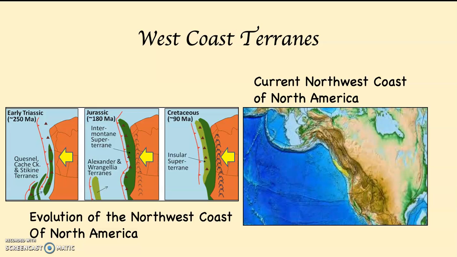Notice along the western part of the United States, it's very rugged, very mountainous. We now know that mountainous areas are the result of tectonic activity. If you look at the center part of the continent, it's very flat, not tectonically active. This shows you the current west coast of North America.